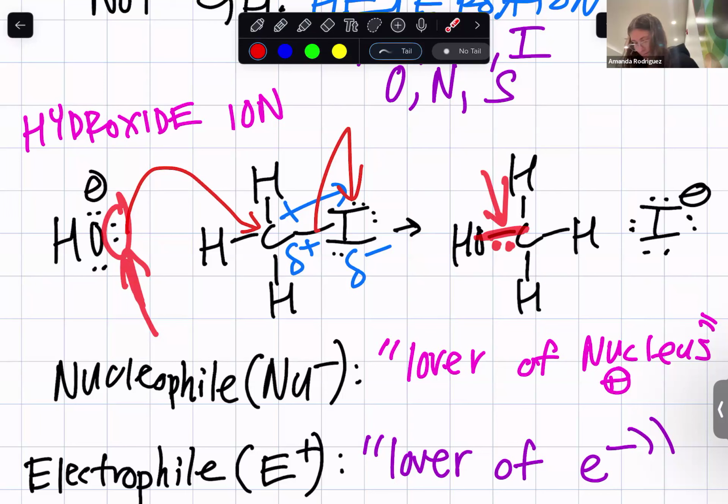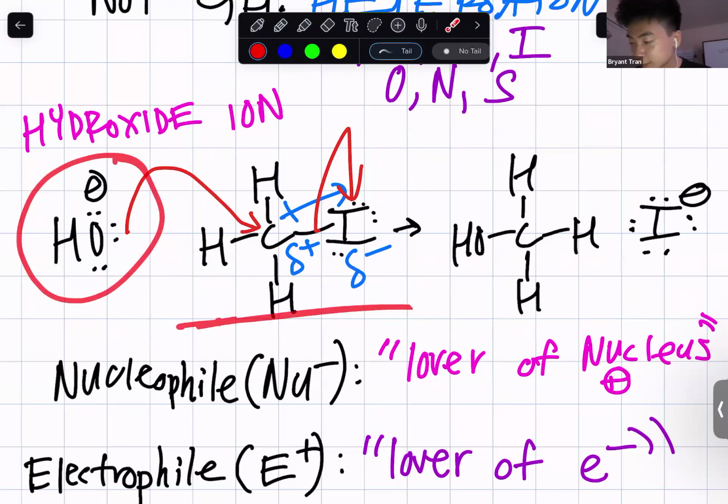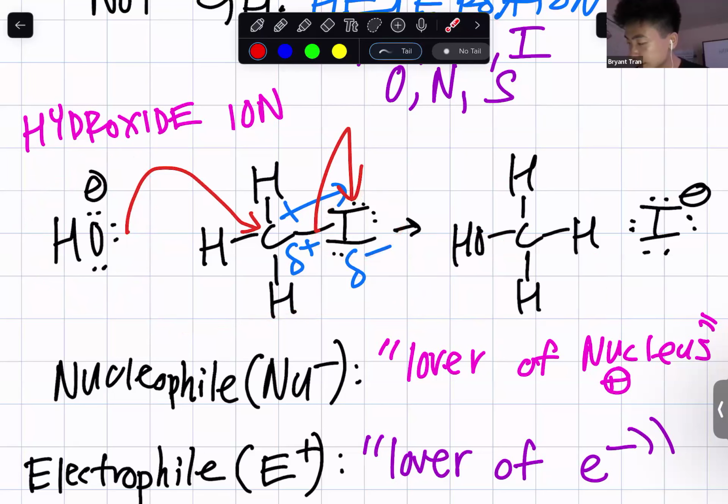Any questions on that, Amanda, before we move on? Like how this hydroxide ion attacked this molecule and kicked out this iodine to get this alcohol and this I minus ion?